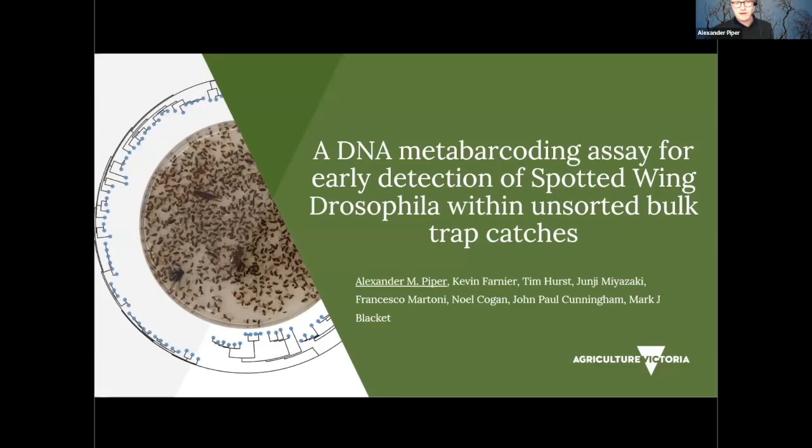So today I'm going to be talking about a DNA metabarcoding assay for early detection of spotted wing Drosophila within unsorted bulk trap catches. I do apologize to any taxonomists out there. I do know that this isn't actually a Drosophilid, and I'm in the Drosophilid section, but anyway.